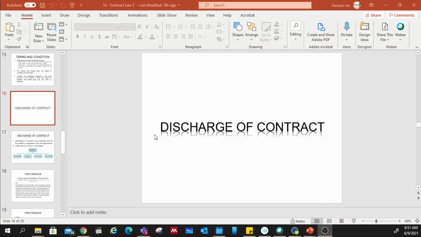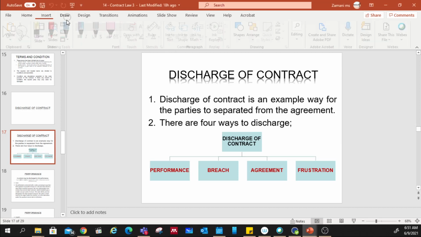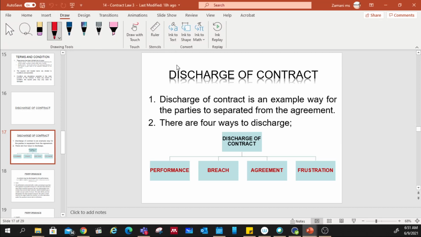It's a way for the parties to separate from the agreement. So that is the meaning of discharge of the contract, right? There are four ways to discharge from the contract. The first one is performance. The second one is breach. The third one is by agreement, and the last one is by frustration.